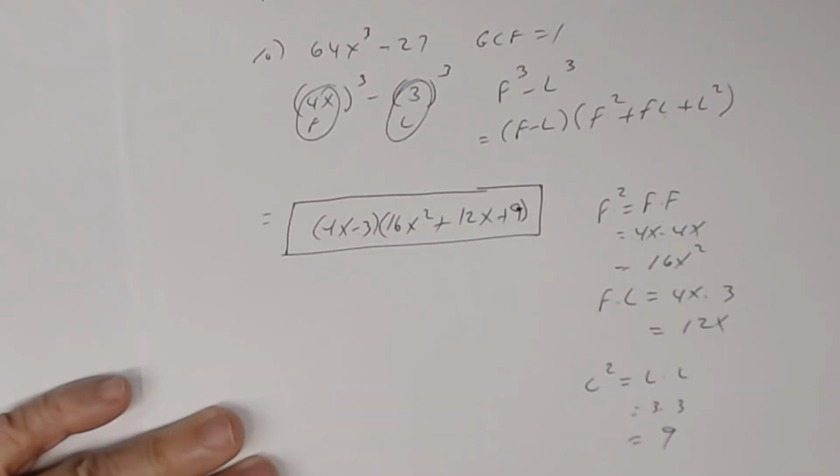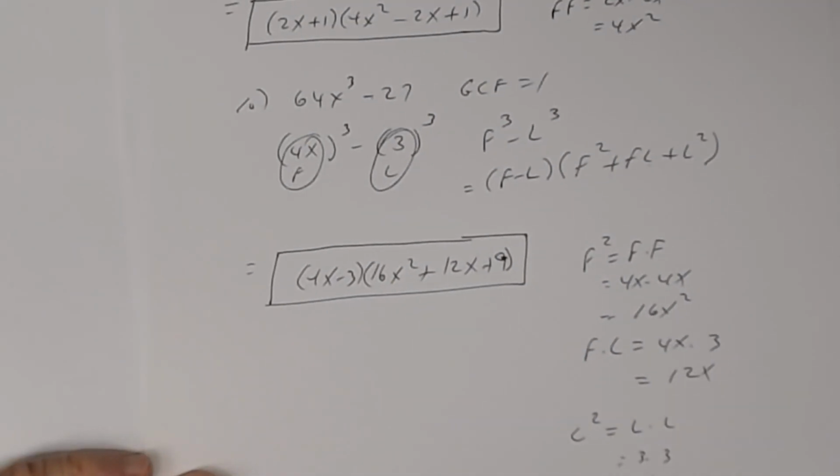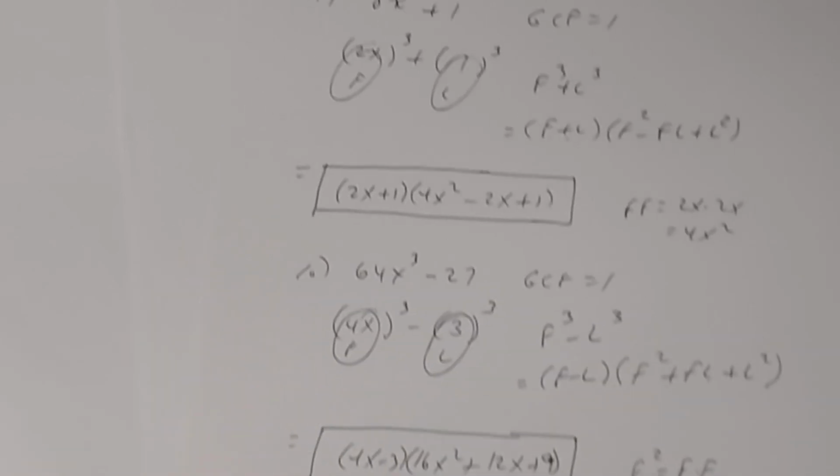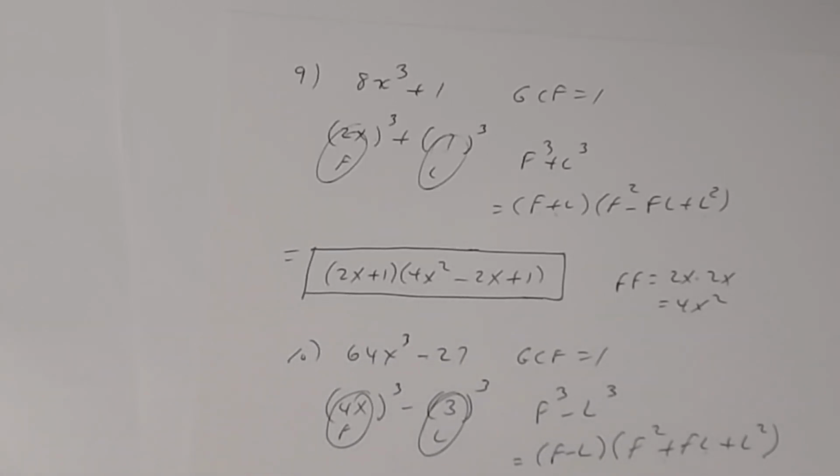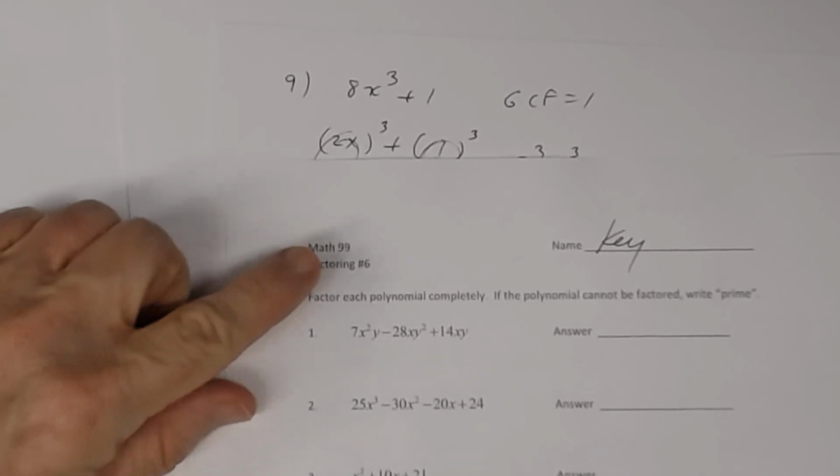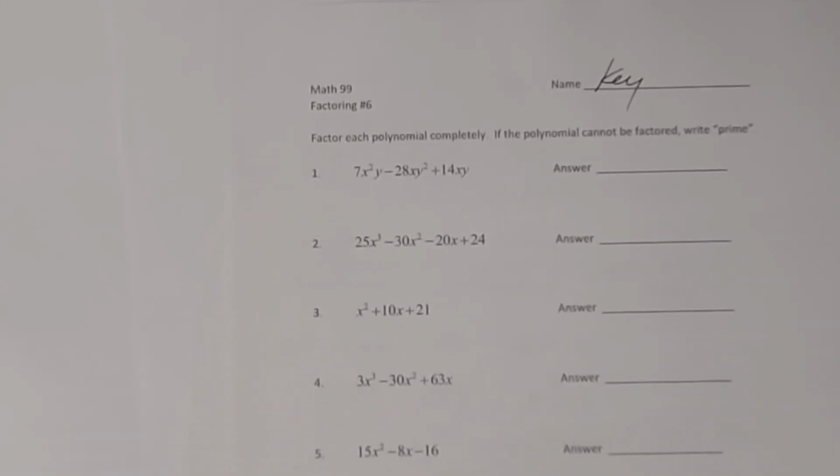Okay? So that's the sum and the difference of 2 cubes. Okay, so that is the key to factoring worksheet number 6.